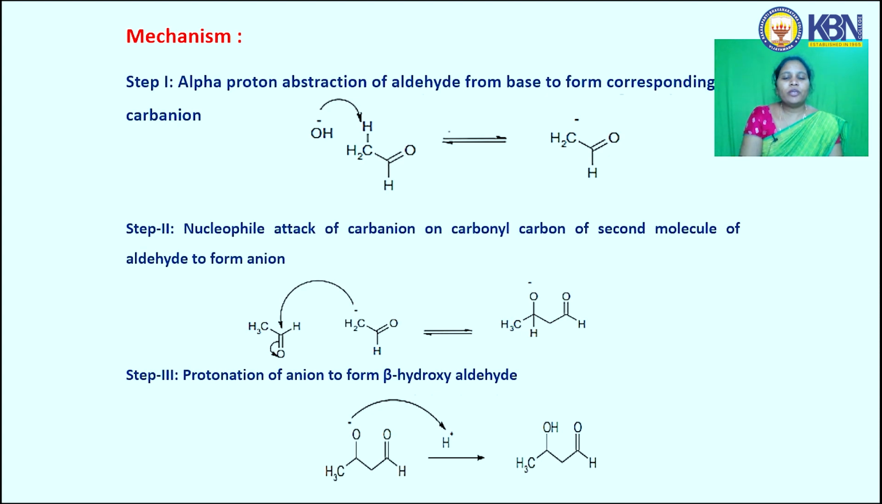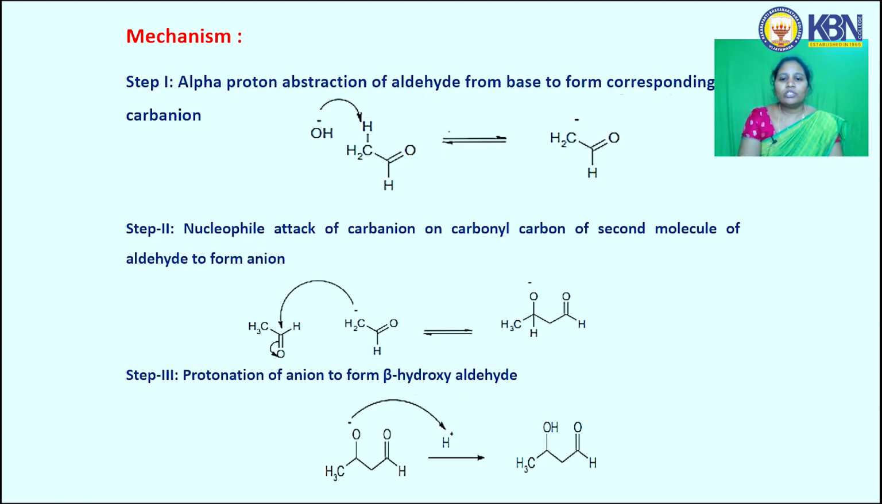The third step is the protonation of the anion to form beta hydroxy aldehyde. Here protonation means addition of H plus ions. So in the third step, finally the anion which is formed in the second step undergoes protonation. It results in the formation of a beta hydroxy aldehyde, which can also be called an aldol. So this is about aldol condensation.